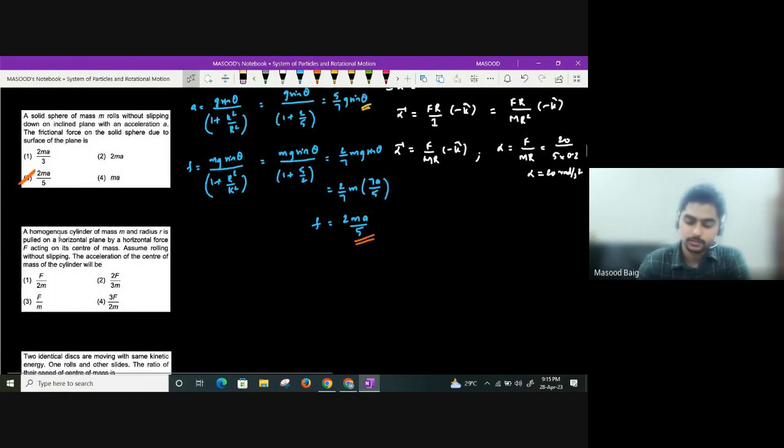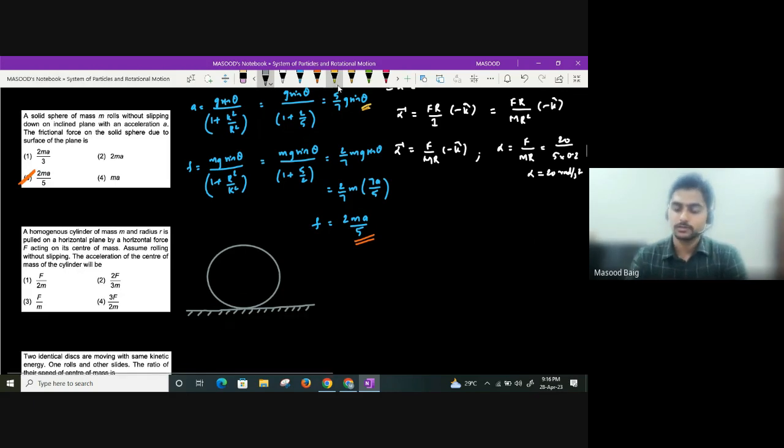Next, if you see, a homogeneous cylinder of mass m and radius r is pulled on a horizontal plane by a horizontal force acting on its center of mass. Assume rolling without slipping, means pure rolling. Acceleration of center of mass, they are saying, guys. Again, a direct question. Just now I have told you. Pure rolling on a horizontal surface. So horizontal, usually the surfaces that we take from NEET point of view or from Mains point of view, we'll consider a fixed surface. Advanced means you will get movable surfaces, guys.